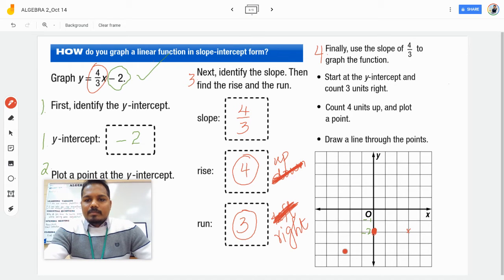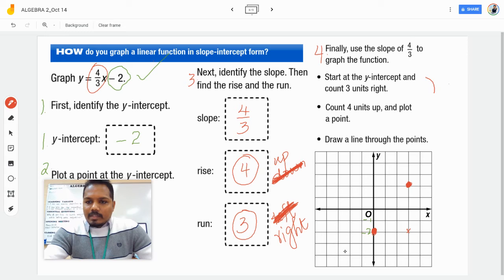Continue to the next point here. Count 4 units up and plot a point. So from this point, count 4 units up. Once you count 4 units up from here, you end up here. So plot the point. This is going to be the next point on the line.